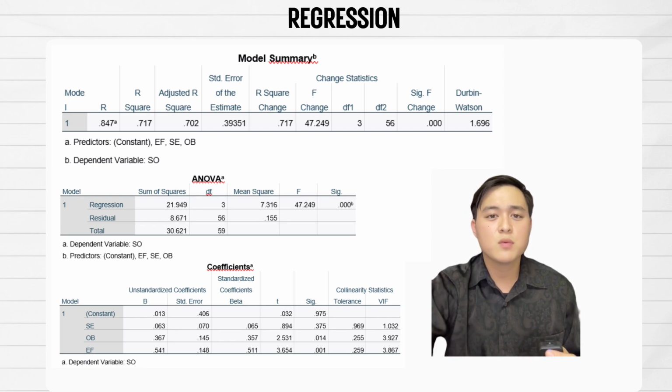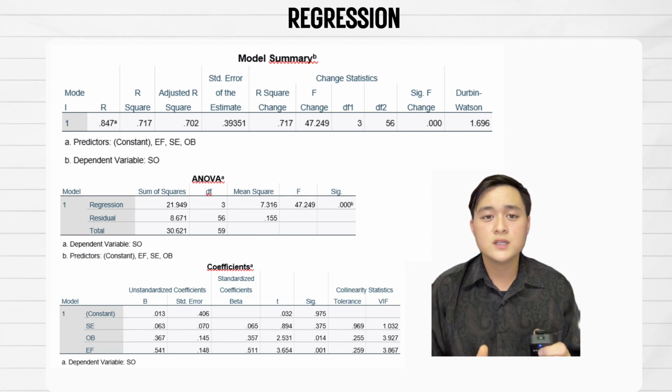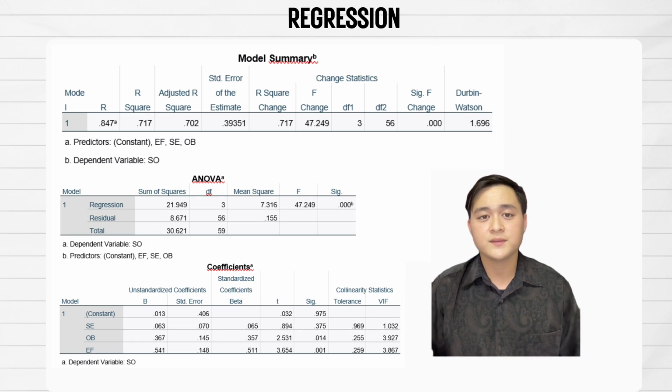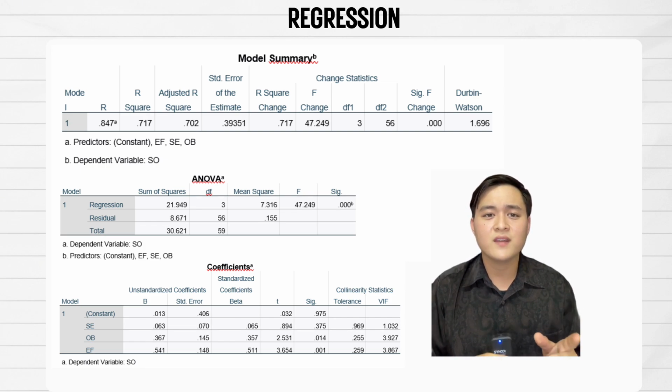The SE has a small non-significant contribution. The coefficient equals 0.063 and the p is 0.375. No multicollinearity issues are present here, as the tolerance values are above 0.2 and the VIF below 10. These findings highlight that EF and OB are key drivers of the SO.